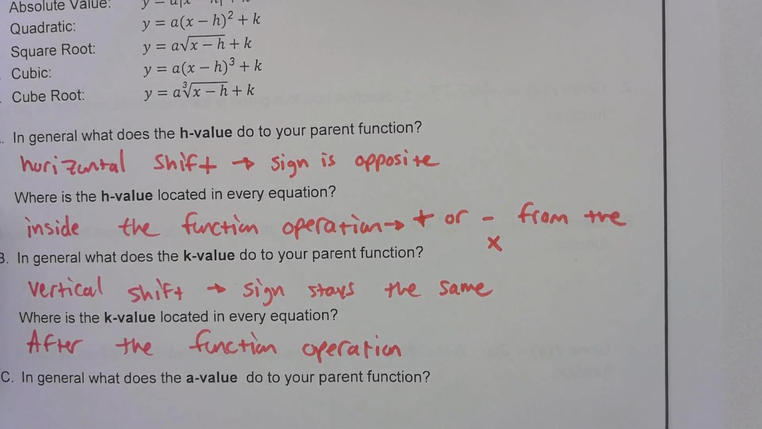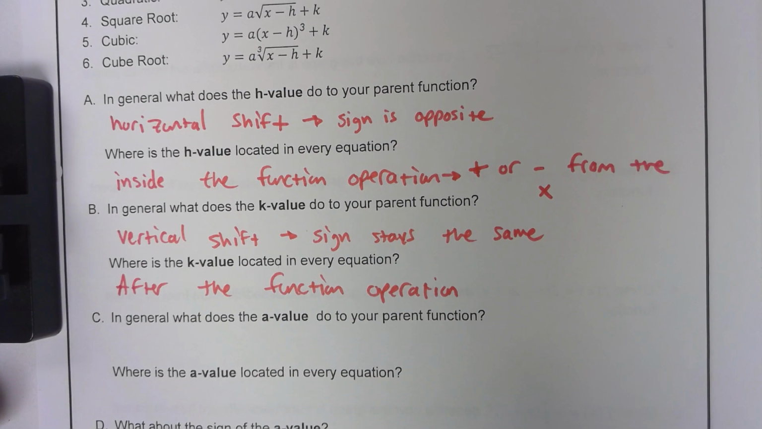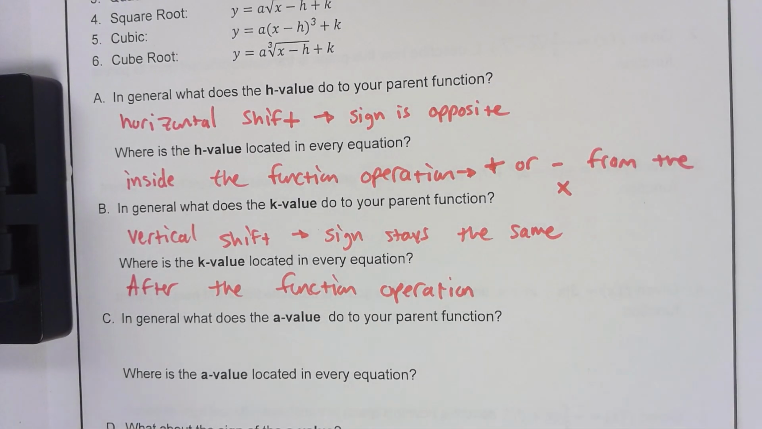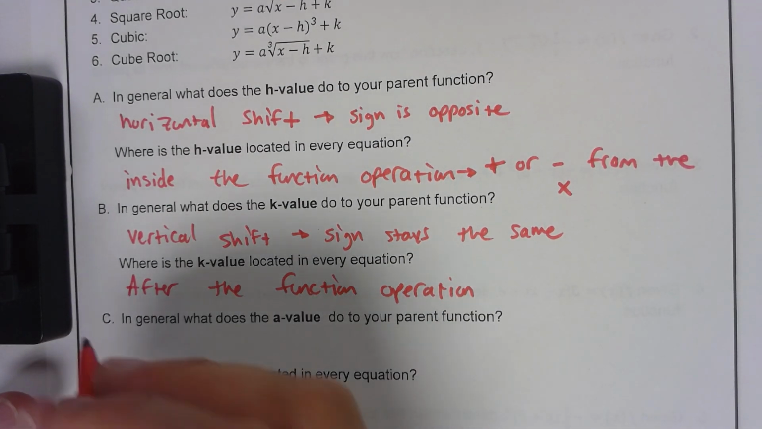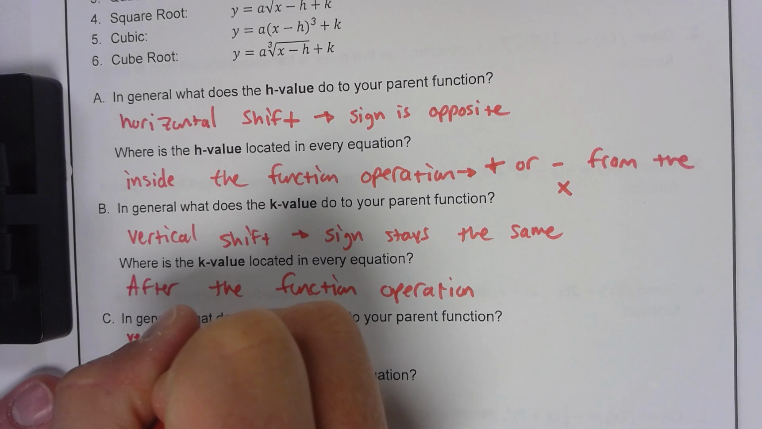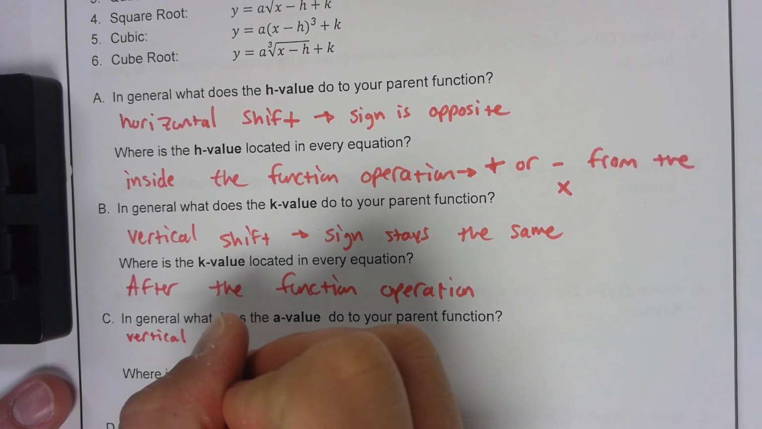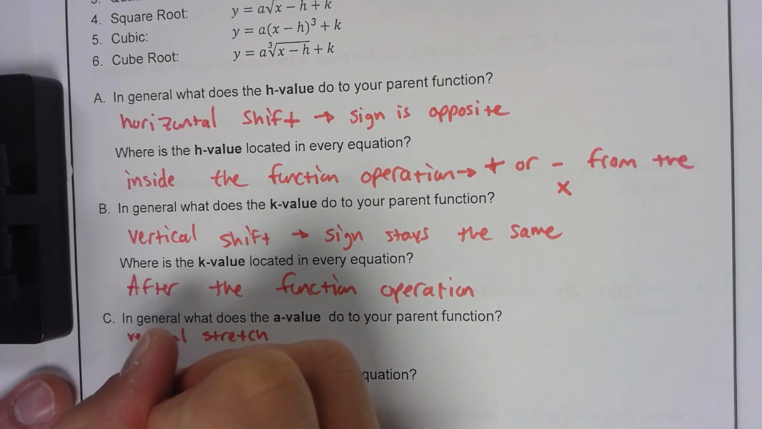All right, then the a value. I think when we did this lesson the first time, some of you picked up on that it kind of changes the slope. I'm not going to use the word slope. Slope really only applies to linear equations where it's constant. Most other equations, the slope is just changing. So we're going to describe the a value as being a vertical stretch, not shift. So a vertical stretch or a vertical compression.